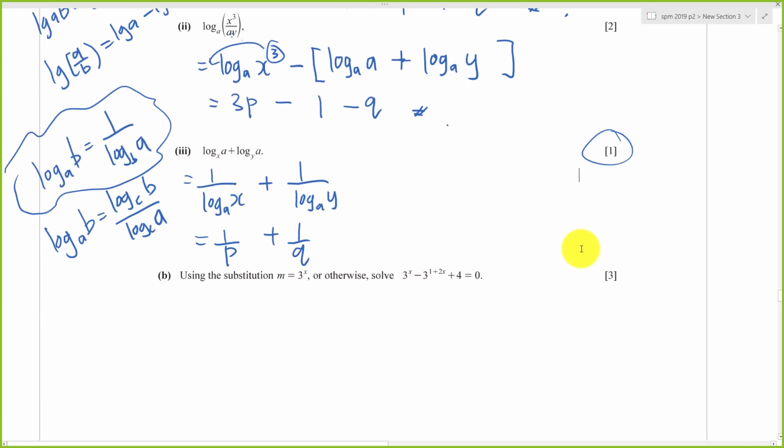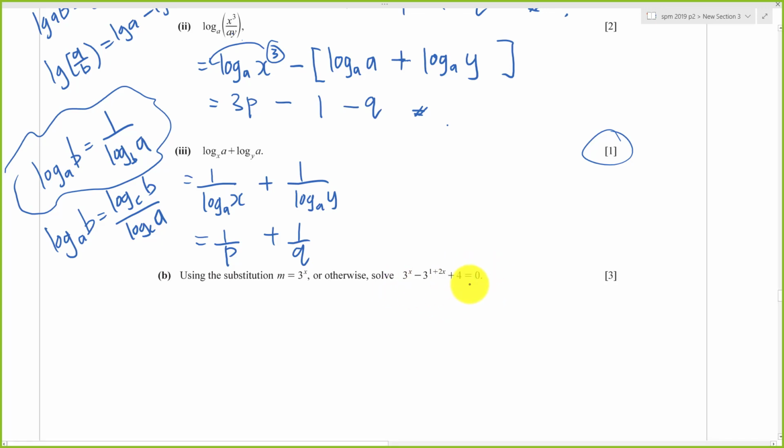Okay, using the substitution m equals 3 power of x to solve, or using a substitution or otherwise. That means you can straight away do it without substituting. But I will always recommend students to substitute, unless you are so good in indices and algebra, then you don't need to. Otherwise just substitute, because it will make your whole equation look a lot easier.